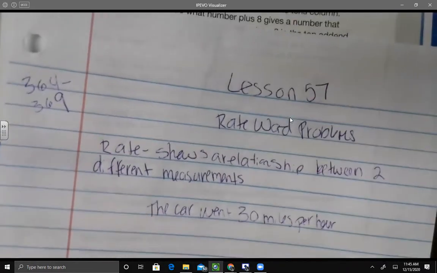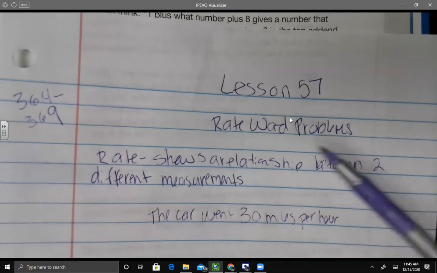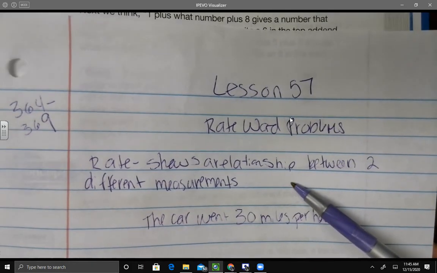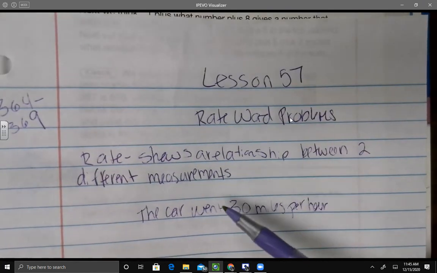So we are on math, lesson 57. We are talking about rate word problems. All right, so I've written down the definition of rate. This is also in your book, page 365. The rate shows a relationship between two different measurements.